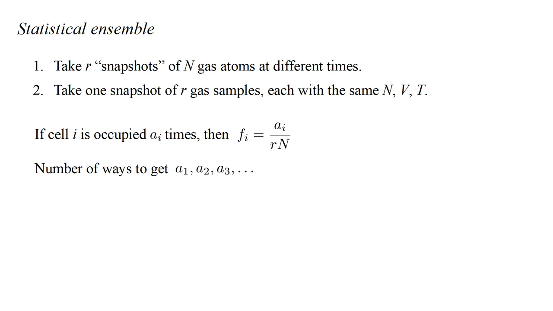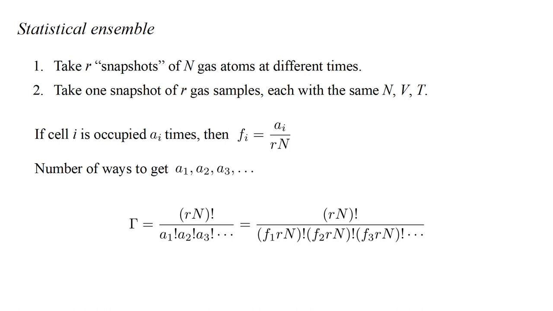Now we apply our balls and boxes theory to find the number of ways to get specific values A1, A2, etc. Gamma equals Rn factorial over A1 factorial times A2 factorial, and so on for every phase space cell. Since F1 equals A1 over Rn, we can replace A1 by F1 Rn, A2 by F2 Rn, etc.